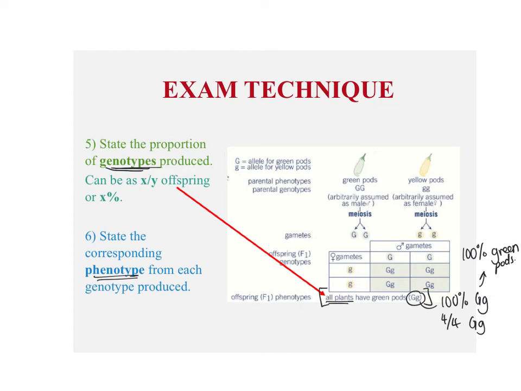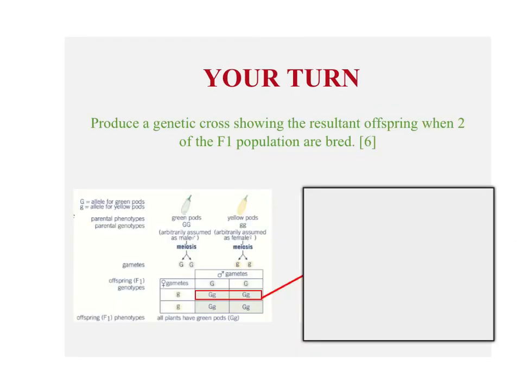Hopefully we should find the next slide nice and simple to do. So now, using those rules and the example that we started with here, because on the left-hand side this is the one that we've just been over, could you please produce a genetic cross showing the resultant offspring when 2 of the F1 population are bred? So that's a very wordy way of saying what happens if 2 of the offspring have a baby. And to do that, you need to follow all of the rules. There are 6 marks available. Look at the example on the slide and pause now. When you're ready, we're going to go through the answers. So pause.